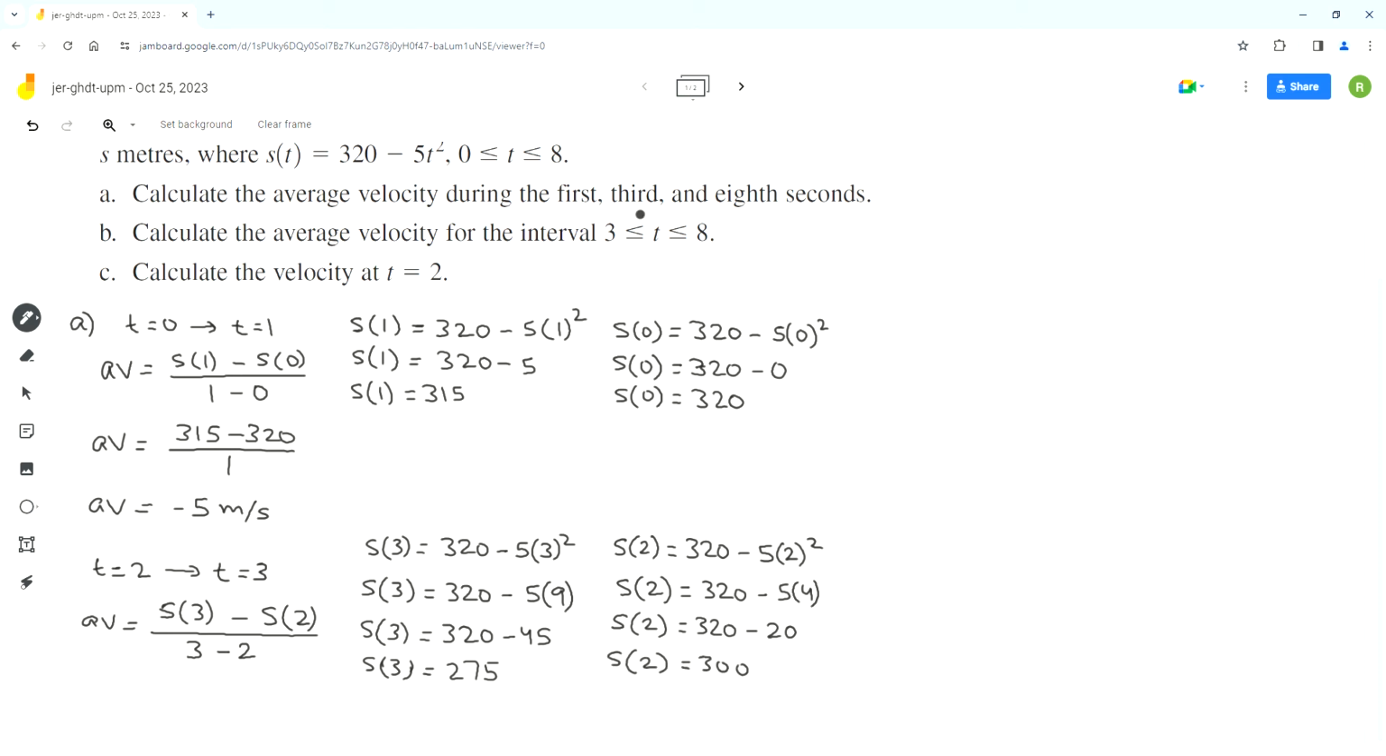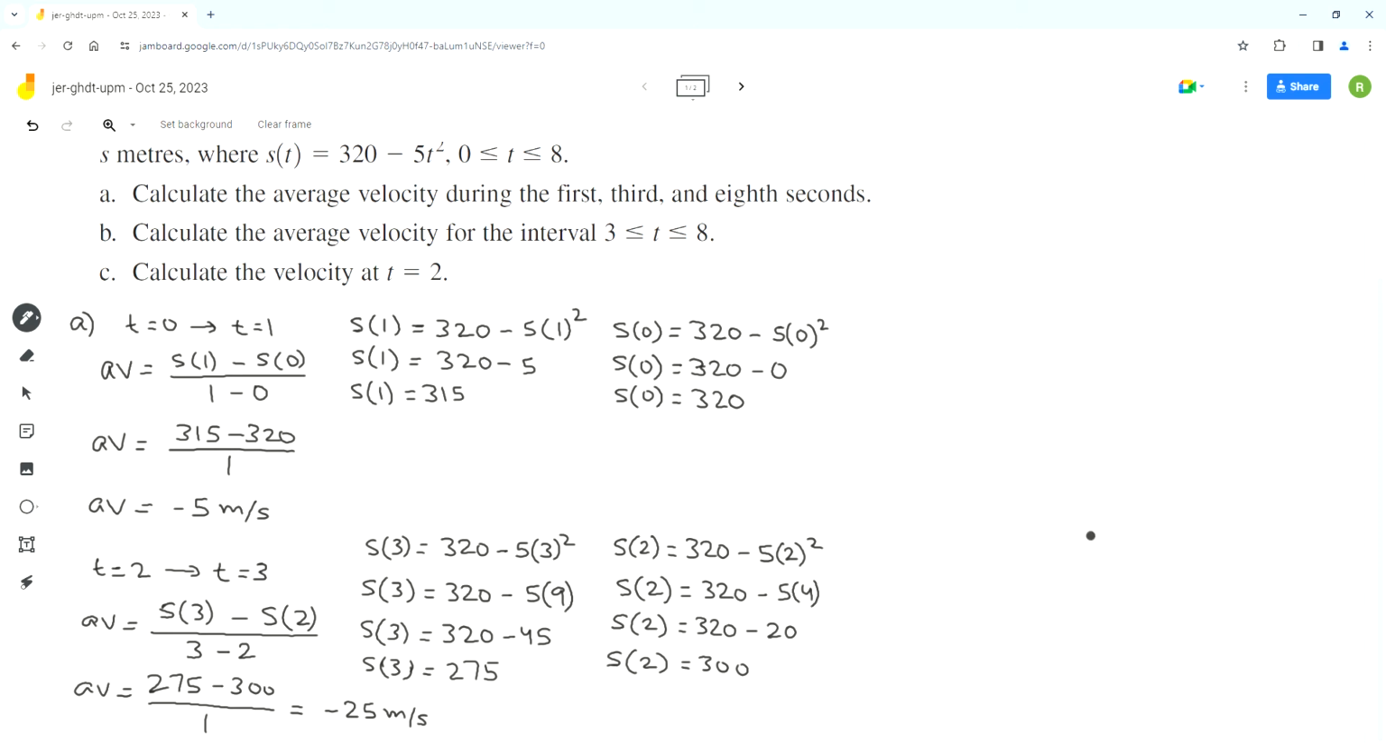Now we can sub in these values in this formula. So the average velocity will be equal to 275 minus 300, and 3 minus 2 is equal to 1. So this is equal to negative 25, and the unit will be meters per second. This is the average velocity during the third second.